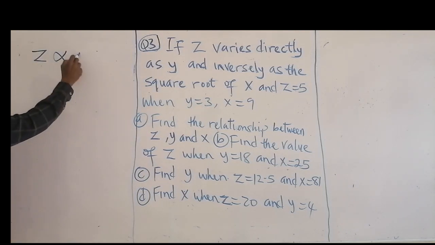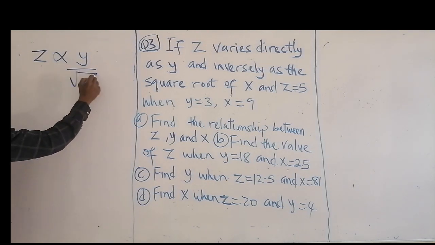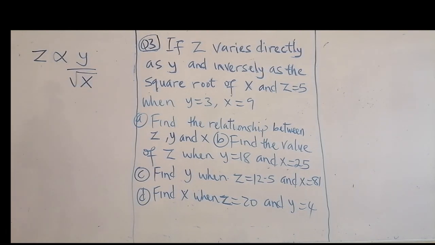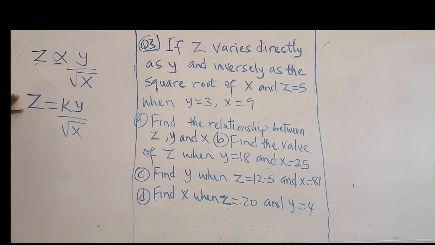Z varies directly as y, and inversely as the square root of x. As I discussed in the previous video on joint variation, it involves at least 3 variables. So you can see we have z, we have y, and we have x. So let's begin to input those values given. Before we begin the substitution, we can remove this proportional sign, and that will be k times y all over the square root of x.